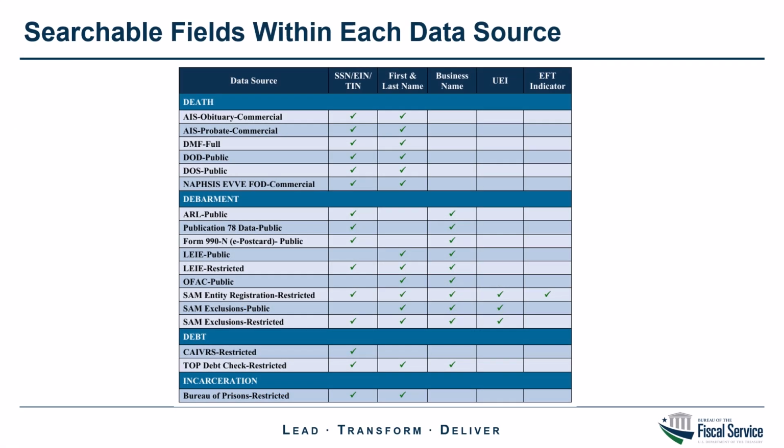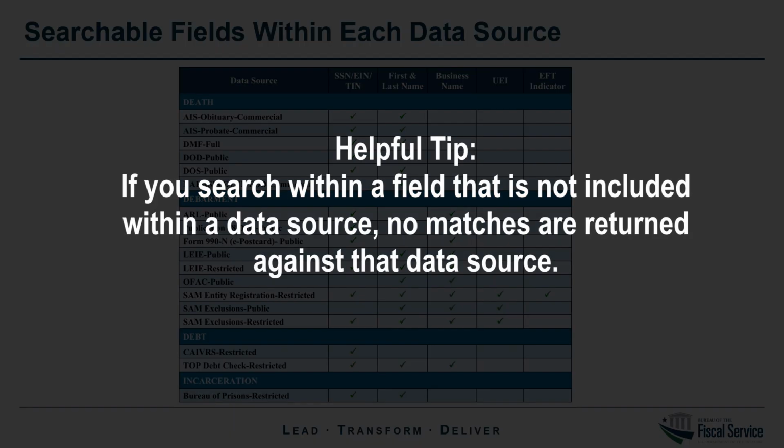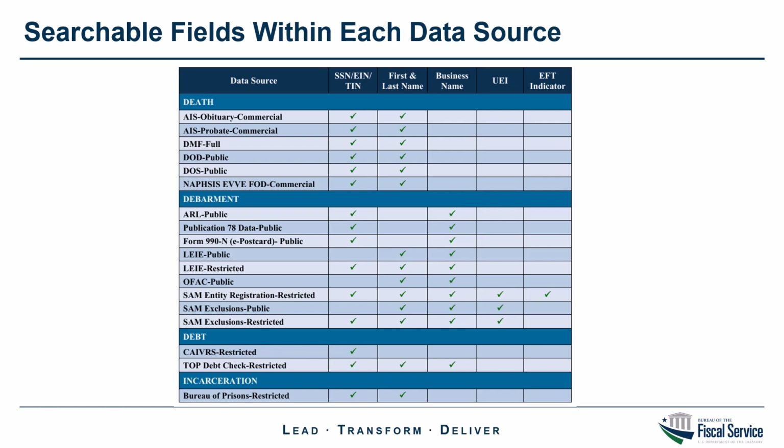This chart shows which searchable fields are included with each data source. Here's a helpful tip. If you search within a field that is not included within a data source, no matches are returned against that data source. For restricted data sources, the primary search category is Social Security number, Employer Identification number, or Taxpayer Identification number. For public data sources, the primary search category is the name field. Please note that the IRS tax-exempt data sources are public data sources, but are searchable by Taxpayer Identification number.